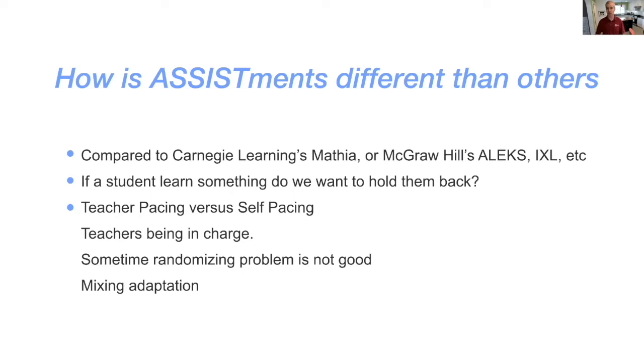On tonight's homework, there should be a little bit of adaptivity. Some kids that need a little bit more help need to be able to do some more problems. But I also want to say sometimes randomizing problems isn't good. I'm going to show you an example here.